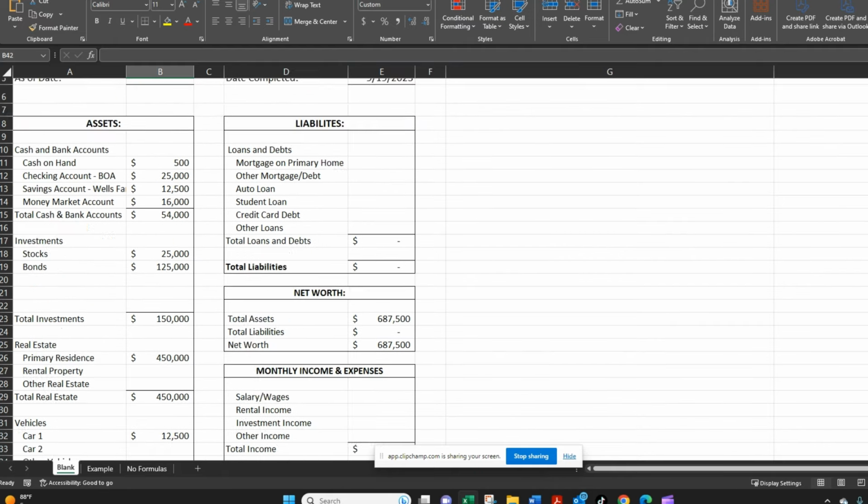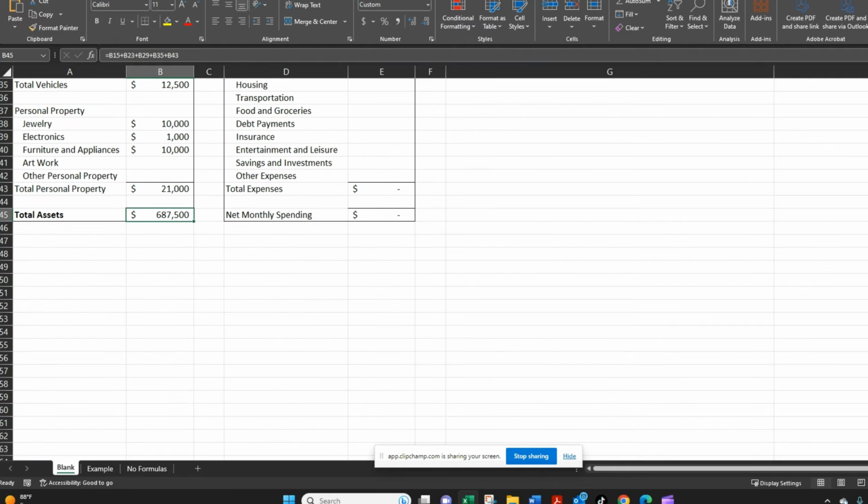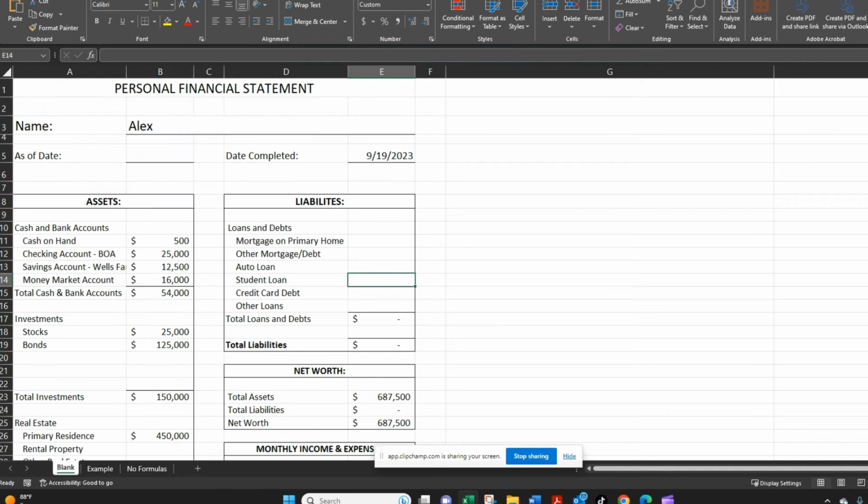So then let's see. Let's move on to liabilities. But you can see right here your total assets in this case would be about 688,000. Liabilities. Here once again you can go to the statement to get it. Mortgage on your primary house, whatever you owe. Auto loans, student loans, any different types of debt.